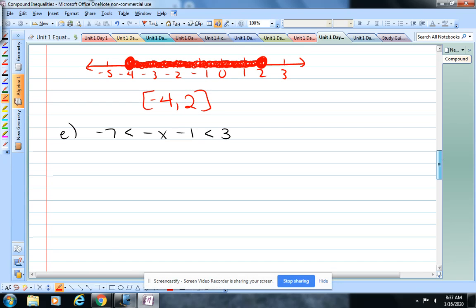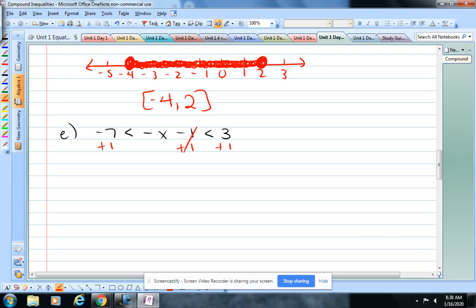Let's do this one more, then you guys are going to try some. Is this one an and or an or? And. Good job. So we want to get x in the middle to be by itself. So how do you think we're going to do that? Add 1 to both sides. Very good. Or all 3 sides, I should say.